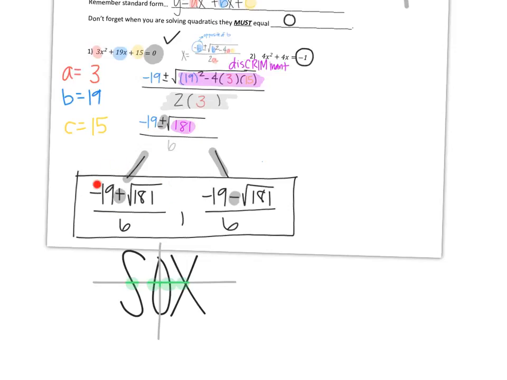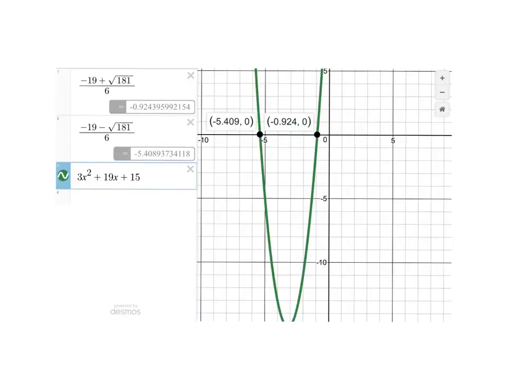So if you were to type this in the calculator, negative 19 plus the square root of 181 divided by 6, it's going to give you a number. Same thing here. It's going to give you a number. And if you were to graph your function and go look at the graph, you're going to see that they really do cross. This is going to cross at the same point as these two numbers. So I wanted to show you that they really do give you the same thing.